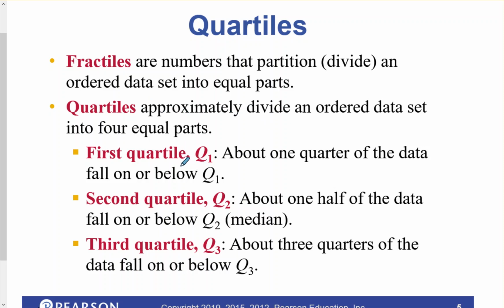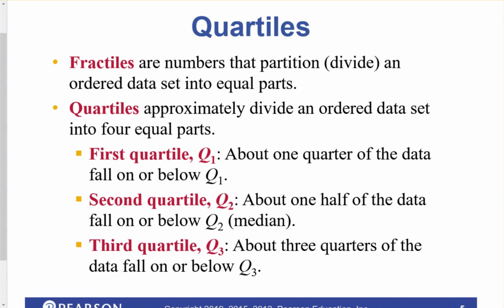You have the first quartile, Q1, about 1/4 of the data fall on or below Q1. Second quartile, Q2, about 1/2 of the data fall on or below Q2. Q2 is also known as our median. And third quartile, Q3, about 3/4 of the data fall on or below Q3.